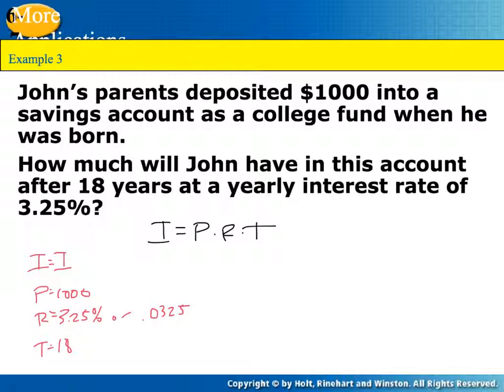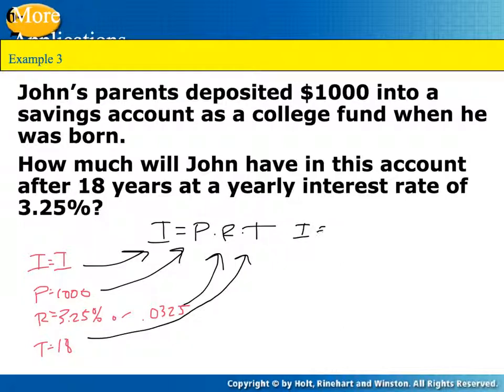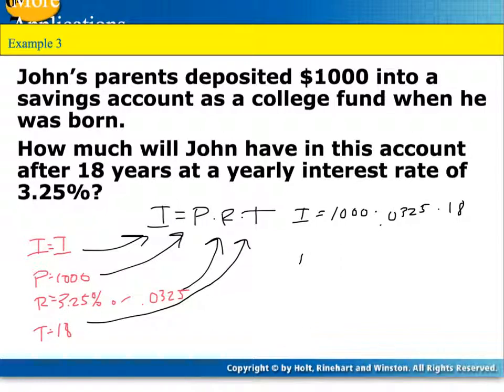Okay? So now let's figure this problem out. Plug in what you know. That goes in here, here, here, and here. So we get I equals 1,000 times 0.0325 times 18. When you multiply all of those together, what do you come up with? I equals $585. All right? Now, as you look at this, does John only have $585 in his account?